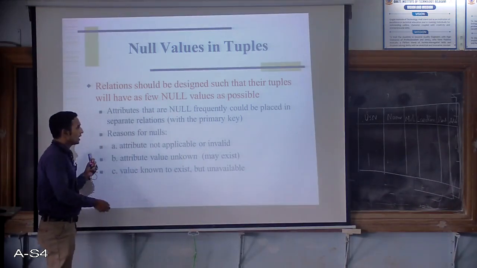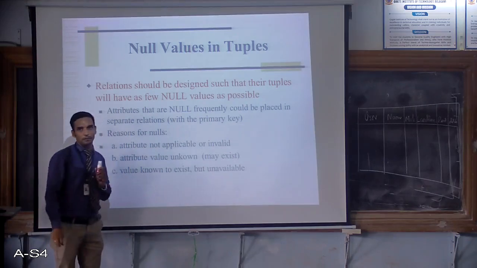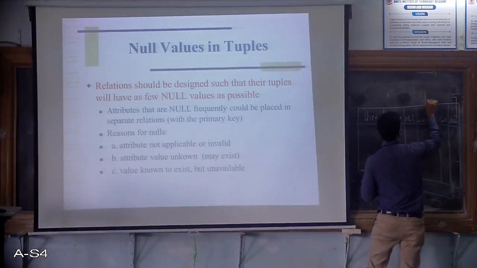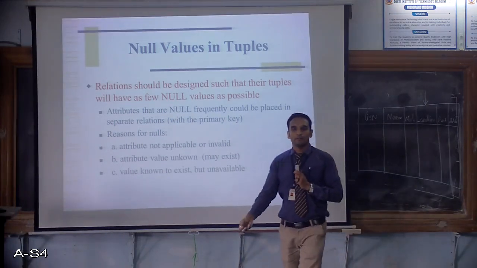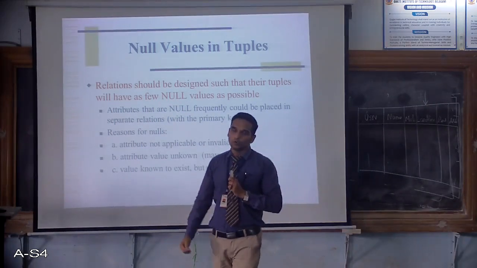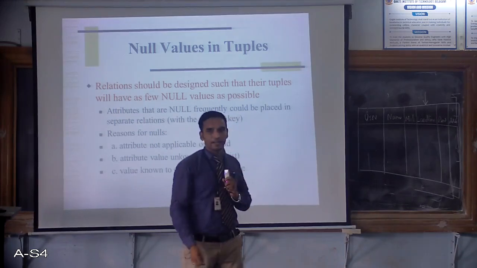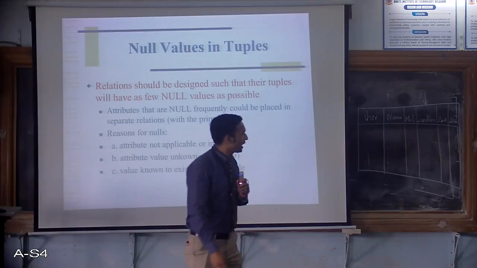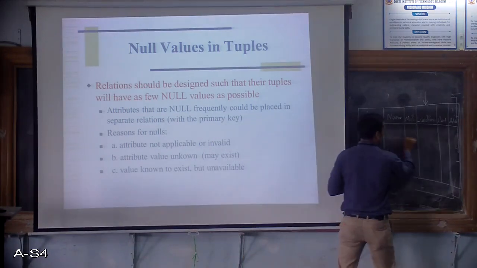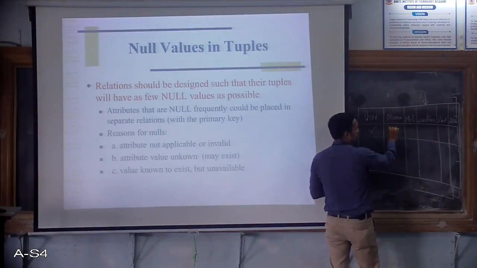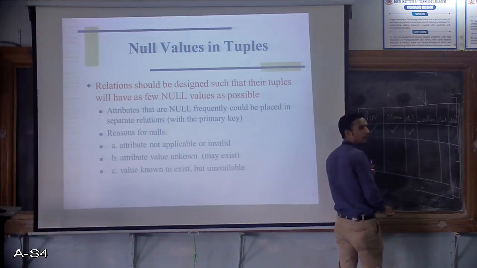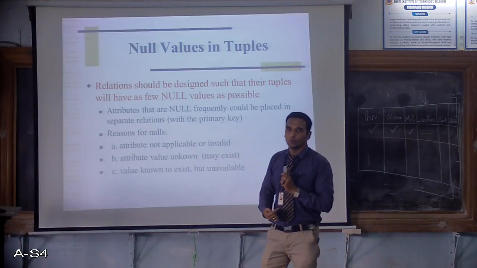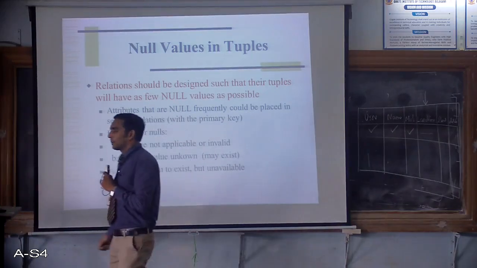The first one is attribute not applicable. Now look at the landline number. Nowadays rarely people have a landline number with them, right? So when you include an attribute by name landline, take the example of me itself, I don't have a landline at my place. So I'll insert this USN, I'll insert name, I'll insert my mobile number, but landline I'll leave it blank. So this is the attribute which is not applicable for me.